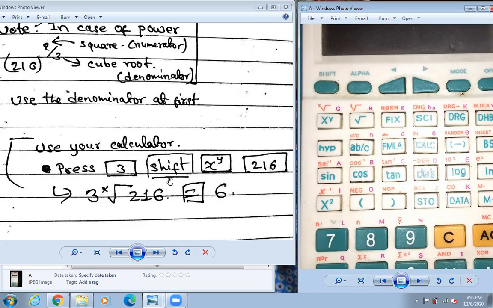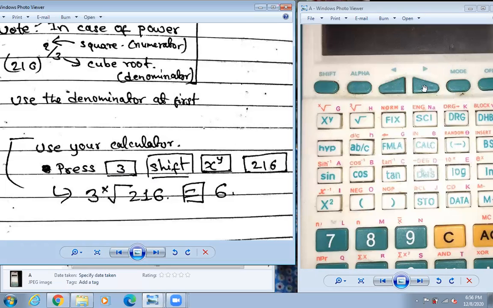So, tell me, how will you get the cube root? The root is here. How do you find the cube root? First press the 3, then press shift and this. First type 3, then press shift and then x power y. What comes when you press x power y? The upper number comes. If you press these two, you are going to get 3 on the screen.